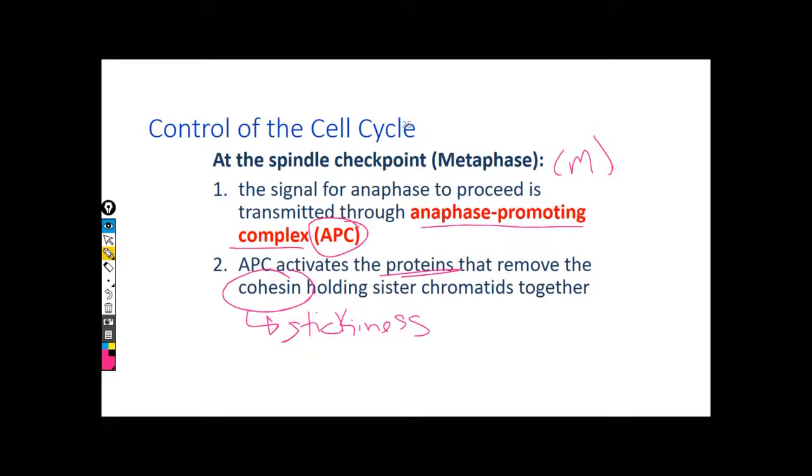Any questions about our metaphase? Ooh, I cannot talk today, guys. Our metaphase checkpoint.